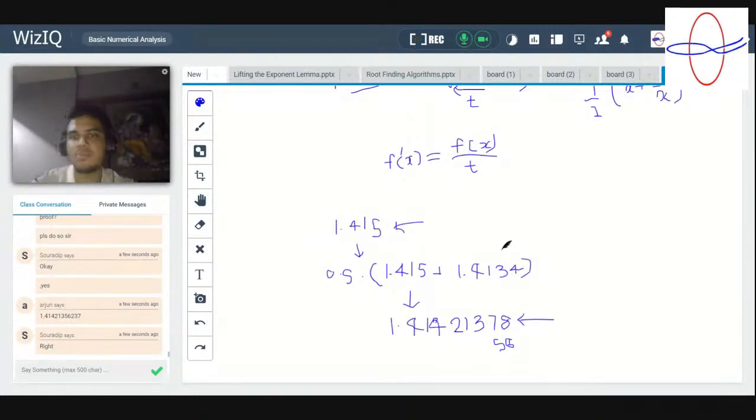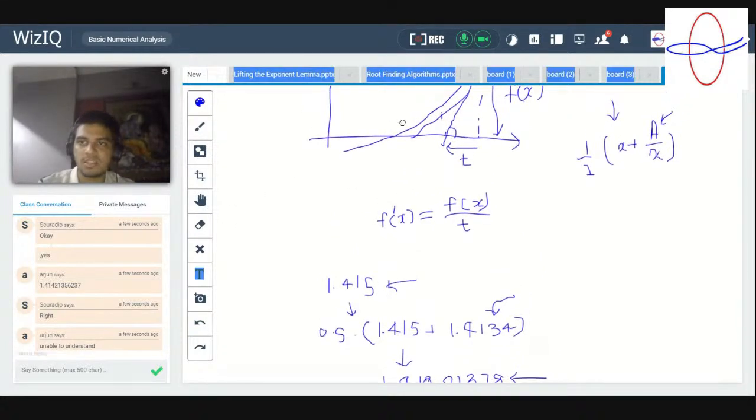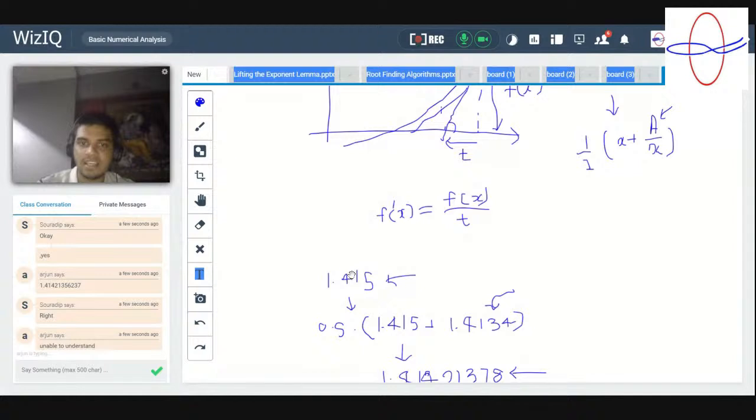And what you pay for that is, Arjun, I didn't get what you are unable to understand. Here, what you do is, for any input number that you have, you write it as half times x plus a over x. Or if you want the square root of 2, this becomes half times x plus 2 over x, right? This was a general formula for square root of a. This is the formula for square root of 2.